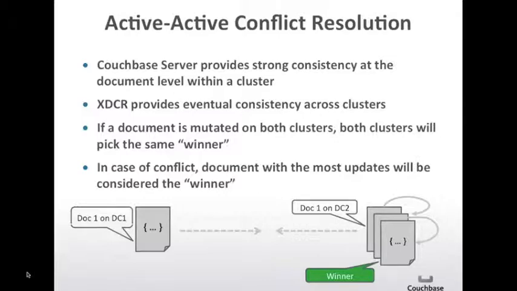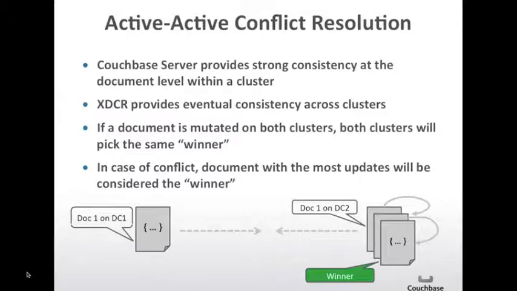So the first thing we do is check which document, which key, got updated a lot, in the sense that there were a lot of changes to that particular document. The figure here shows that document 1 on data center 1 got updated only once, whereas document 1 on data center 2 got updated 3 times. So now we pick the document which was updated 3 times as the winner. But this might not be a good solution, where document 1 on DC1 may have been updated at the same time as the third update of document 1 on DC2.